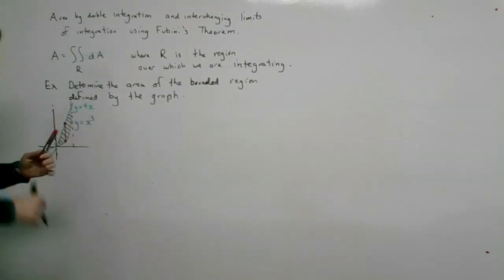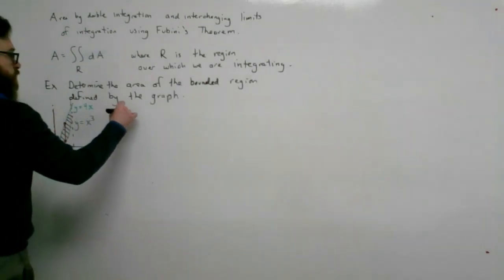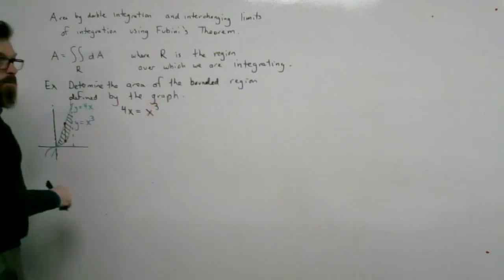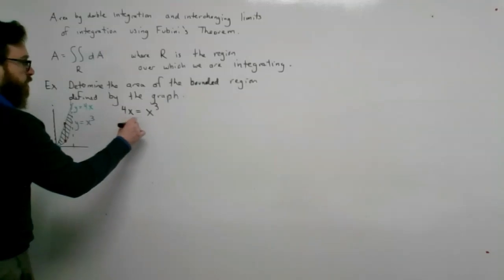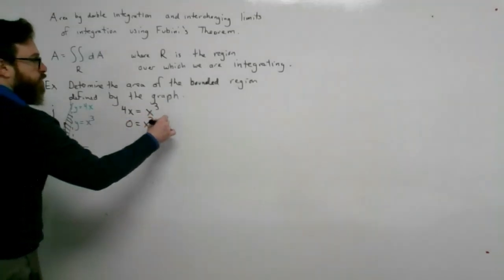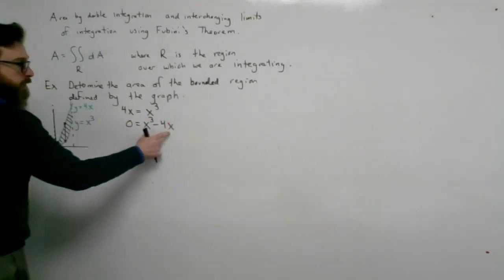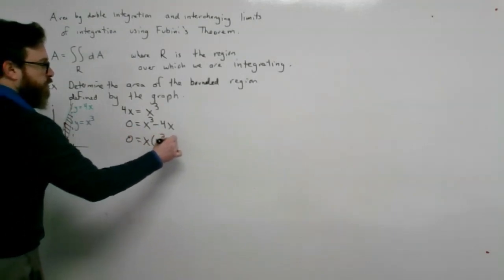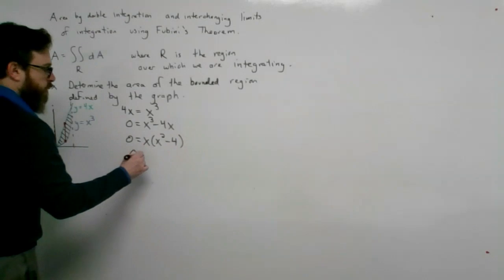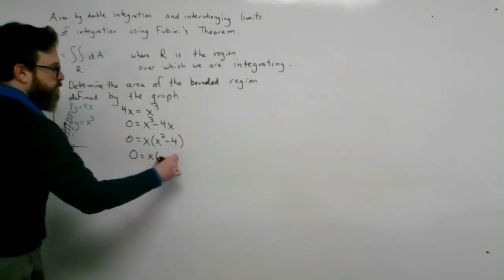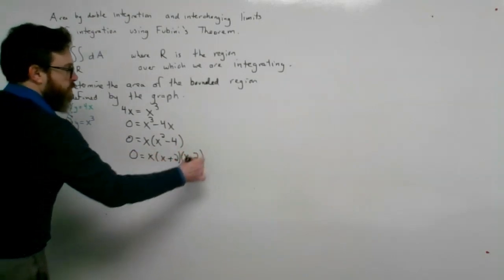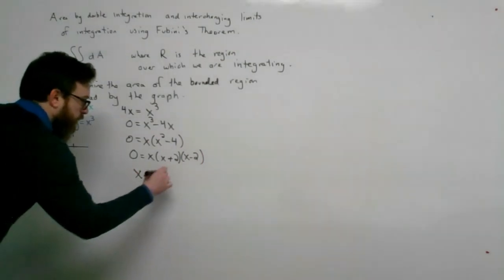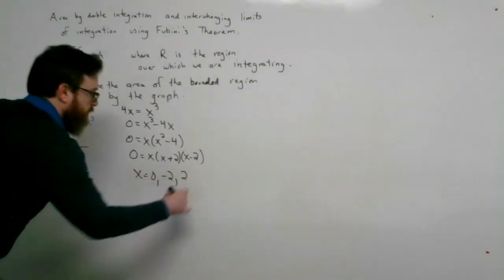So I'm going to solve the intersection by setting these two functions equal to each other. So 4x is equal to x cubed, and since it's polynomial in nature, I set it equal to 0. So x cubed minus 4x is equal to 0. I can factor out an x first, leaving x squared minus 4. Since that's a difference of squares, we get x times (x plus 2) times (x minus 2). So I get intersection points of x equal to 0, negative 2, and also positive 2.